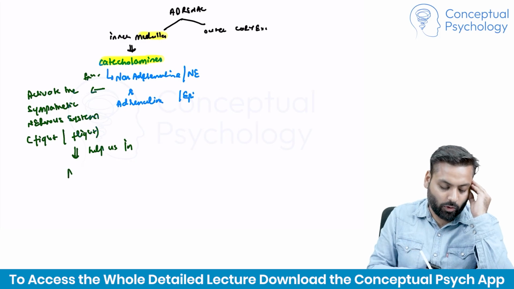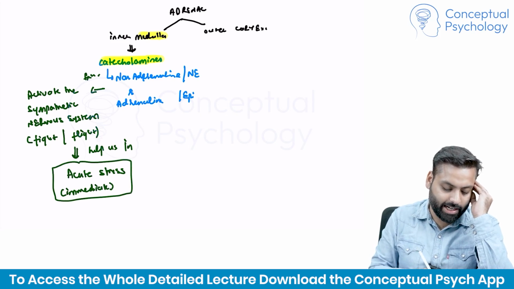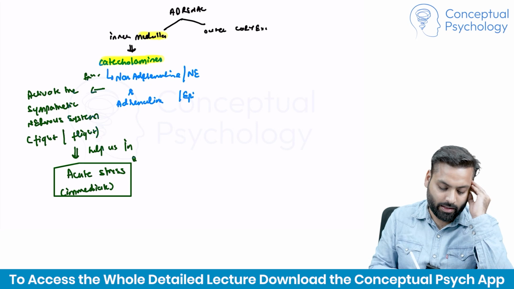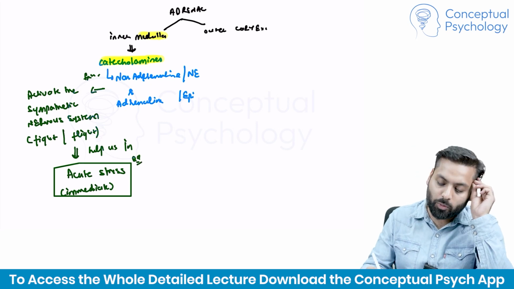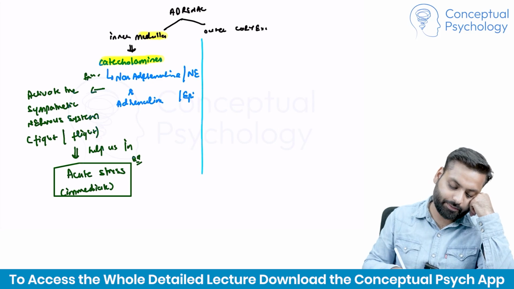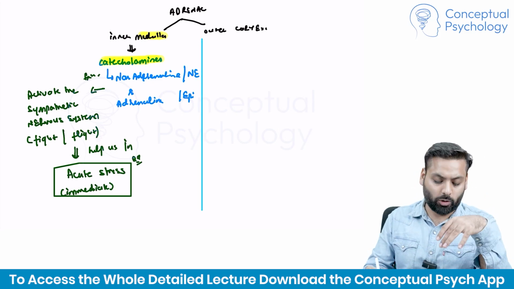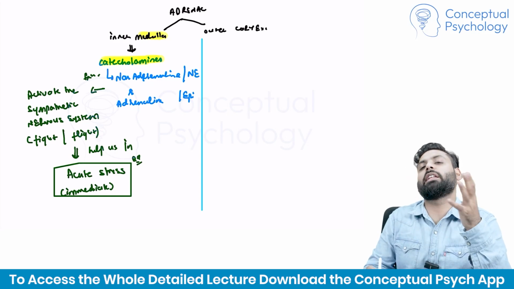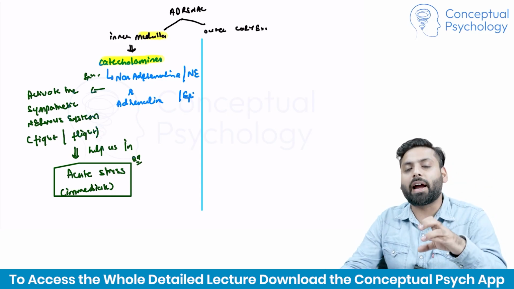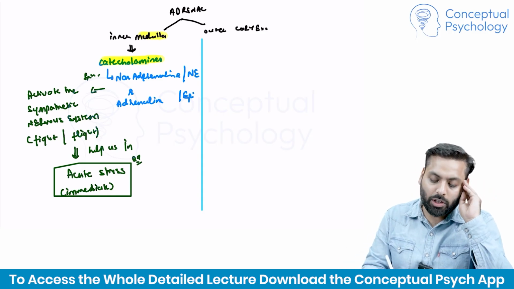So it will help us in fighting acute stress. Acute means immediate stress. So it is the hormone for immediate stress. It is not for prolonged stress. I told you in the basic lecture that they have a very short half-life. They will come, they will fight acutely, and then they will go back. Then we have the outer cortex.